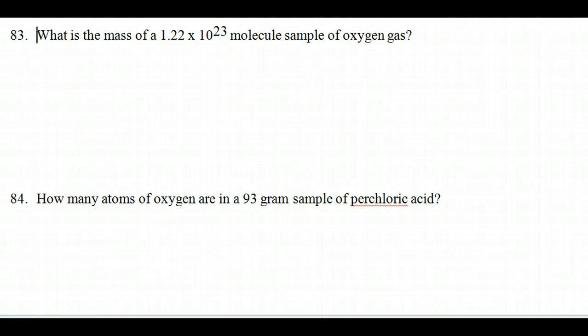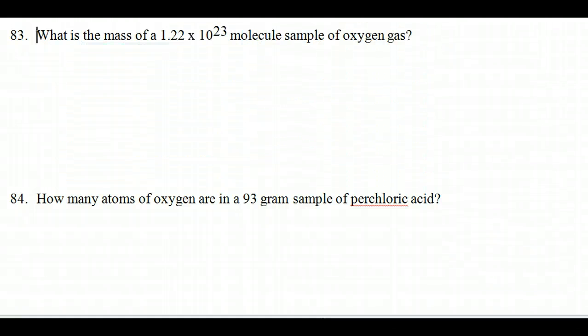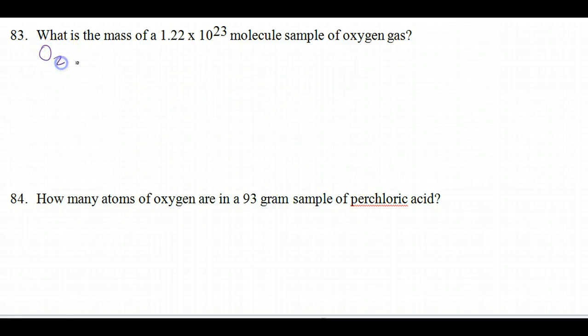Okay, so here we're dealing with a standard mole conversion problem. And so we are working with oxygen gas. Okay, so O2. It's O2 because it's diatomic. We are told that we've got molecules and we are asked for mass.